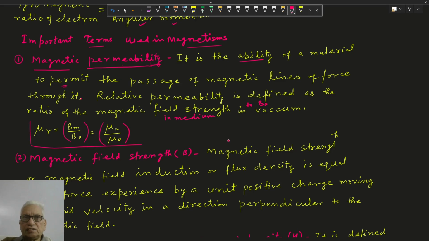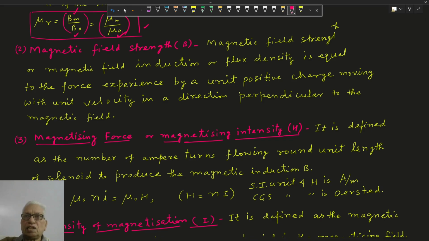So this is the ratio. Either you can write the magnetic field in the magnetic medium upon the magnetic field in vacuum, or the relative permeability of the medium upon the relative permeability of the vacuum. The relative permeability is given as the permeability of the medium upon the permeability of the vacuum.